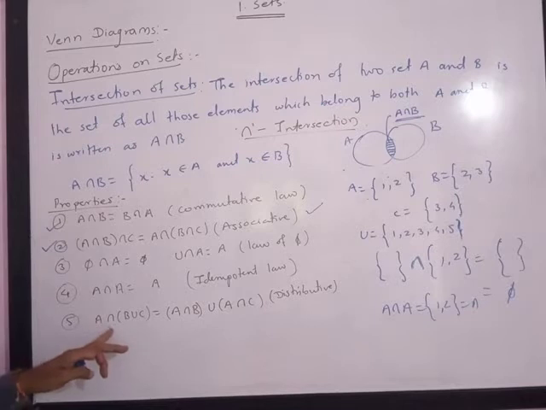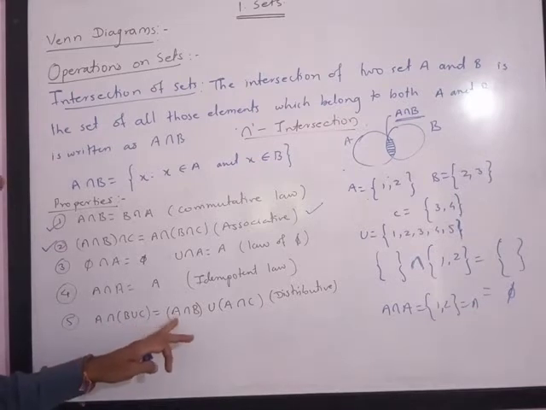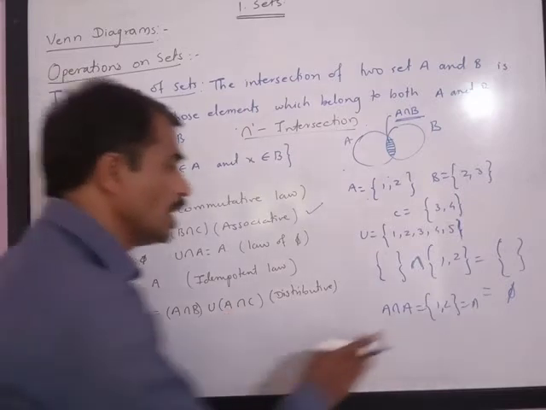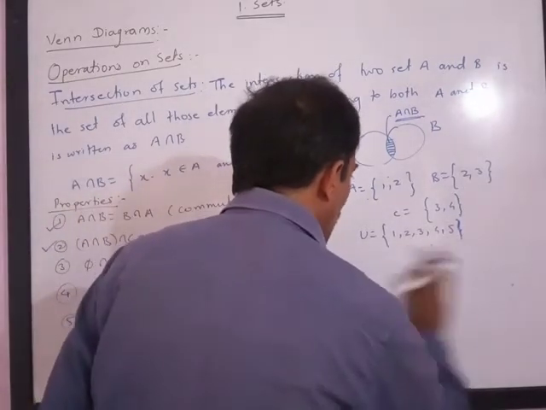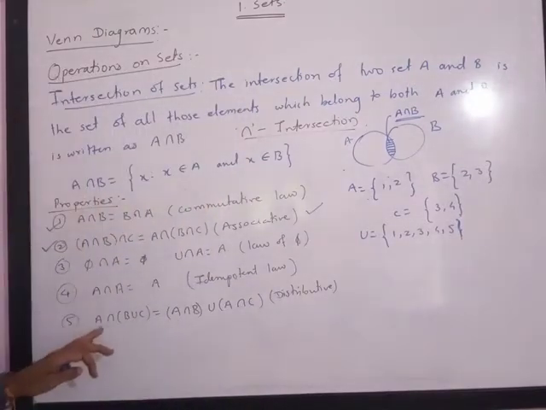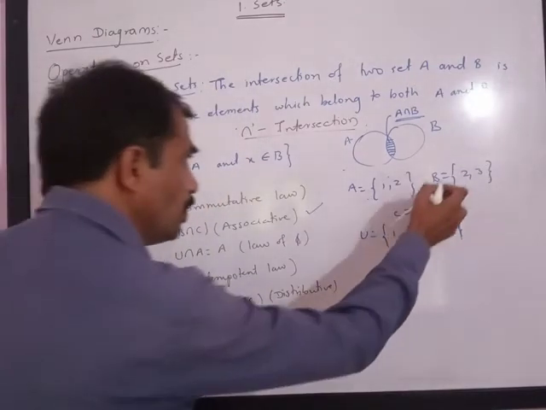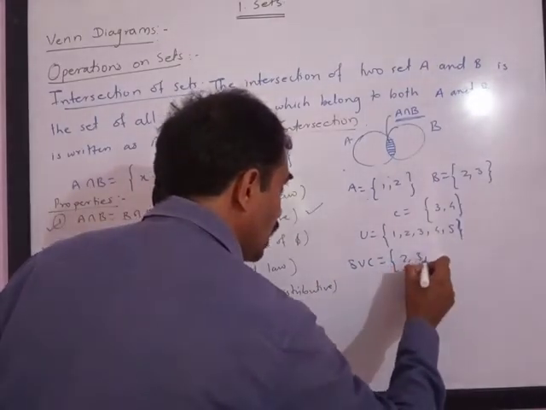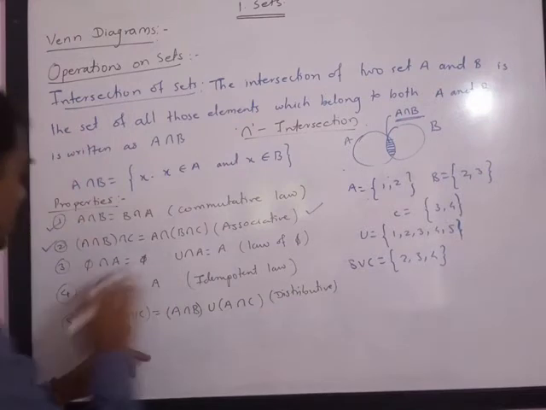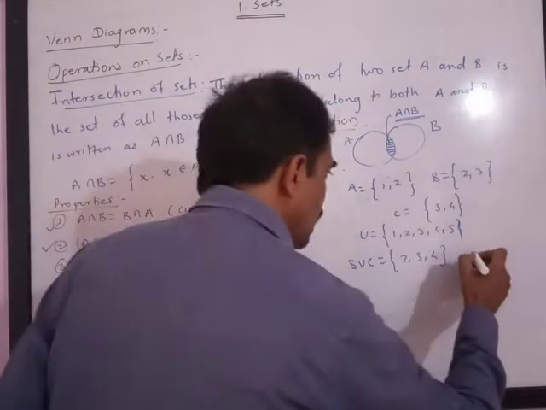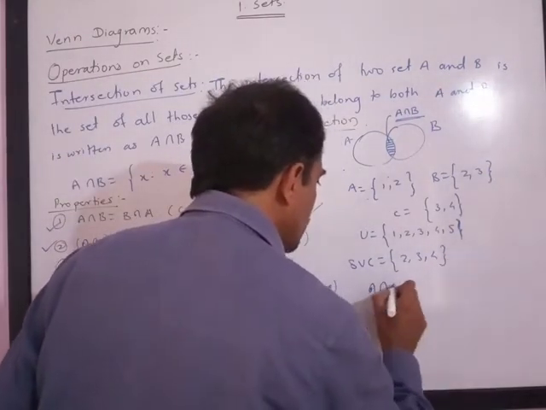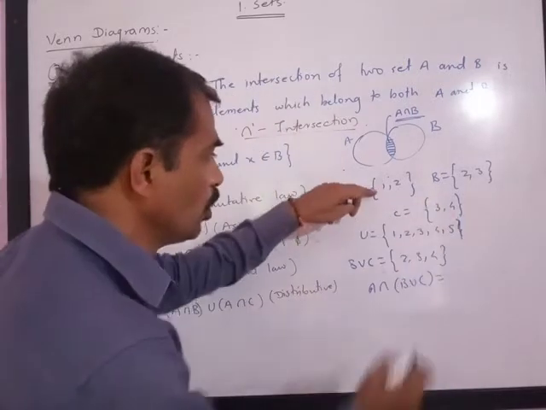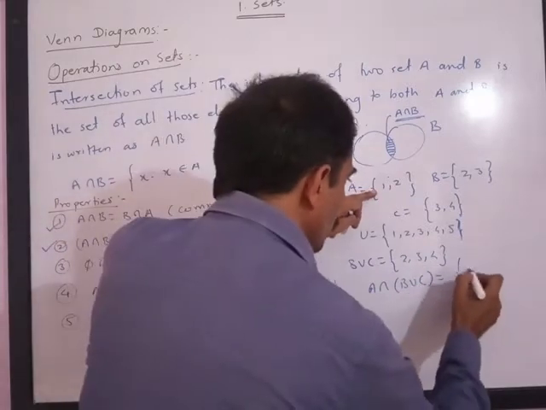Then next is A intersection (B union C) and (A intersection B) union (A intersection C). Let us verify this law. Now B union C is equal to the set of 2, 3 and 4, and if you take the intersection with A, A intersection (B union C) is the common element to both, and this is equal to 2.